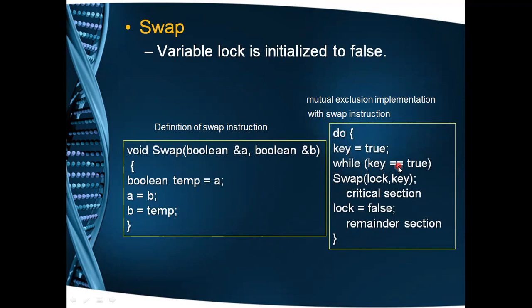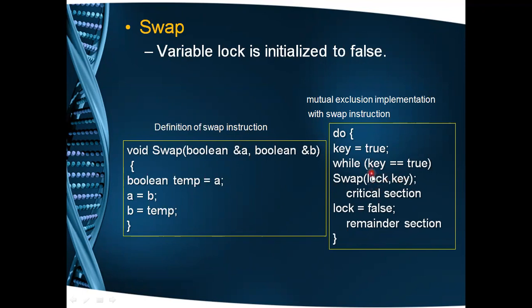Those two values we are interchanging. So see that, while key is equal to true, this is satisfied. So we are calling swap lock comma key. Lock is initially false, key is true. This swap method is called. Here both values we are interchanging. After interchanging, we are getting lock is true, key is false.